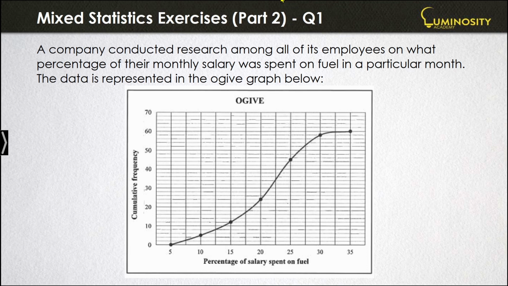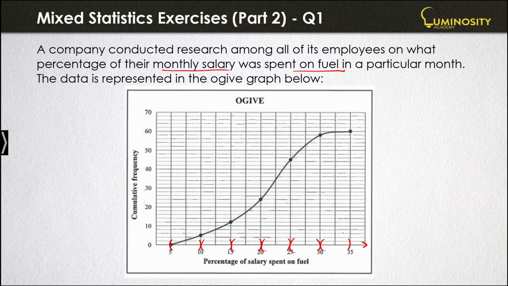A company conducted research among all of its employees on what percentage of their monthly salary was spent on fuel in a particular month. The data is represented in the ogive graph below. Reading off this ogive curve, our x-axis tells us the percentage of salary spent on fuel, and it's split into intervals: 5 to 10%, 10 to 15%, 15 to 20%, 20 to 25%, 25 to 30%, and 30 to 35%.